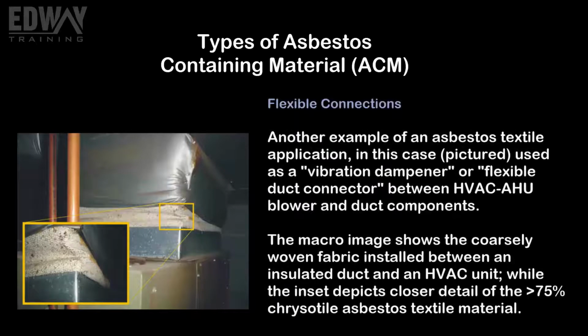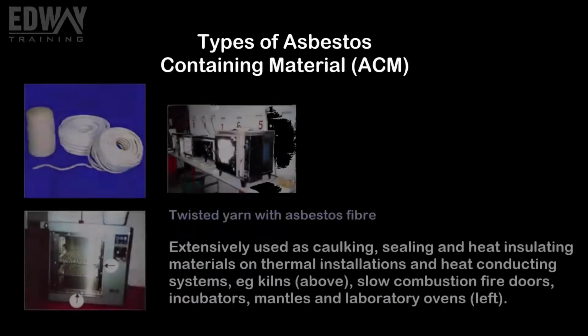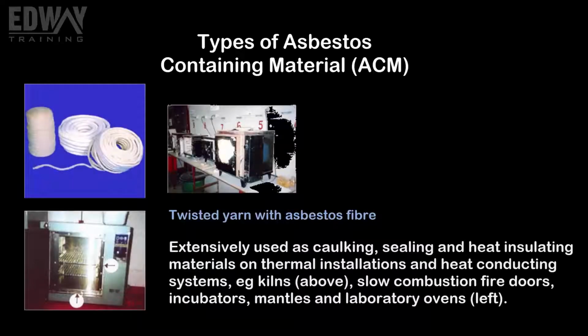Another example of asbestos textile application, in this case, pictured, used as a vibration dampener or flexible duct connector between HVAC and AHU blower and duct components. The macro image shows the coarsely woven fabric installed between the insulated duct and the HVAC unit, while the inset depicts closer detail of the up to 75% chrysotile asbestos textile material. Twisted yarn with asbestos fibre.